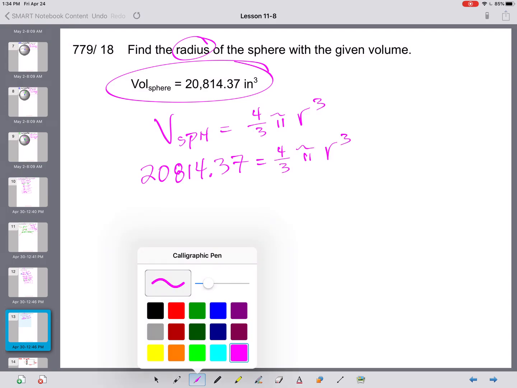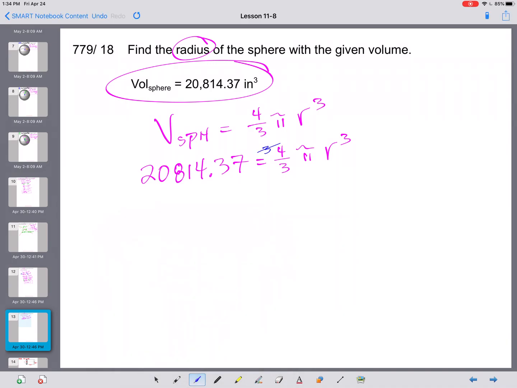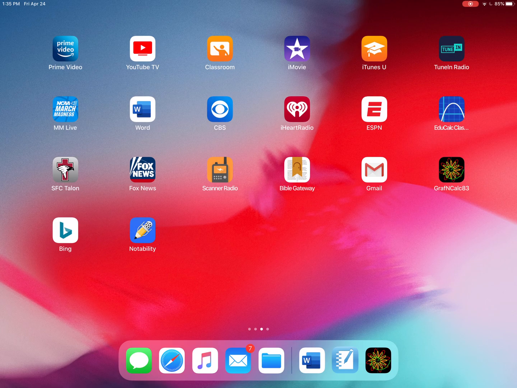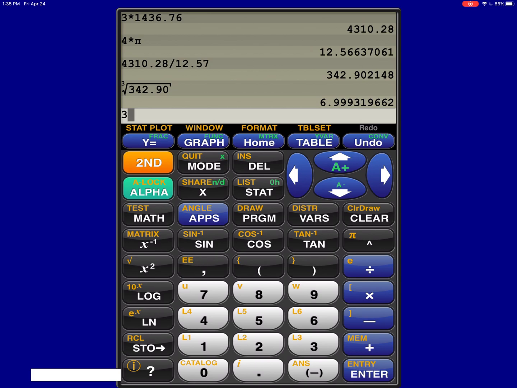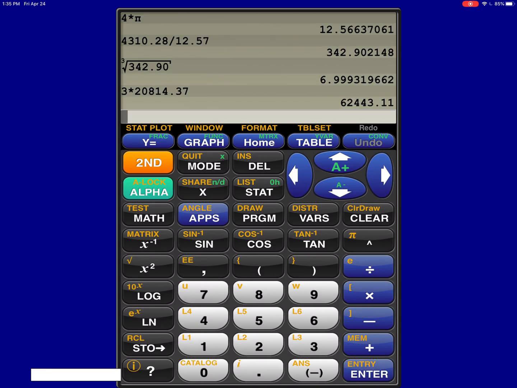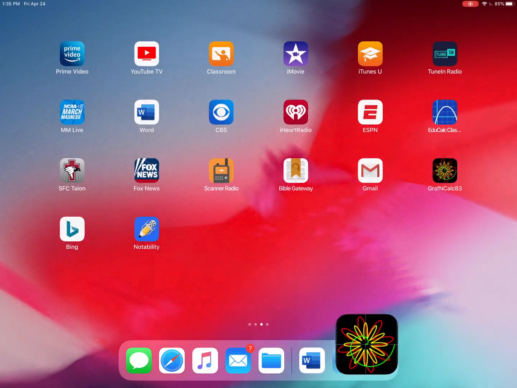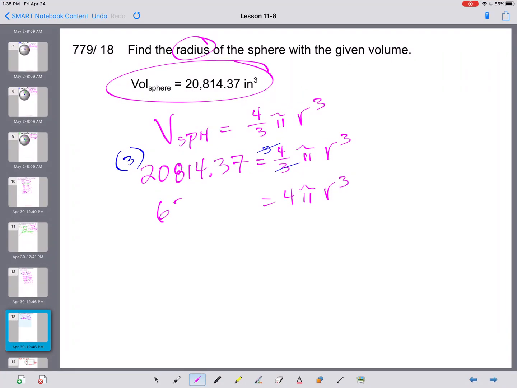What do you want to do first? I'm going to multiply by 3 again. Okay, here's what I got left. On the right side, I got 4 pi r cubed. Let's see on the left side. Here we go. 3 times 20,814.37. There it is. Wow, big number. 62,443 and a little extra.